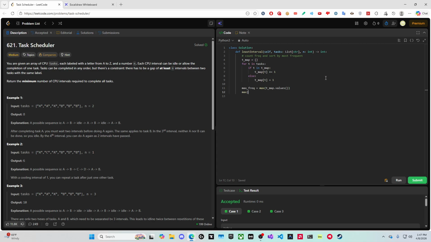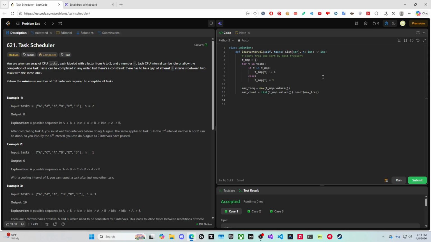The max count is basically, we have max frequency, right, which is 3. So we're going to basically look at our hash map again and count how many times 3 shows up. So we're going to say max count is list tmap.values, and we're going to count the max frequency, okay?